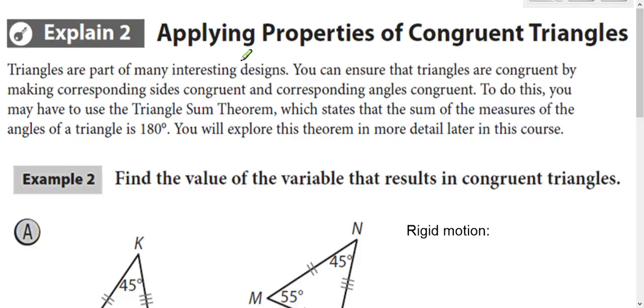So now we're going to look a little bit more at the angles of a triangle. There's the triangle sum theorem, which just states that the 3 angles of a triangle always add to 180. The sum of the measures of the angles of a triangle is always 180 degrees. So if you know 2 angles, you can always find the third just by subtracting from 180.